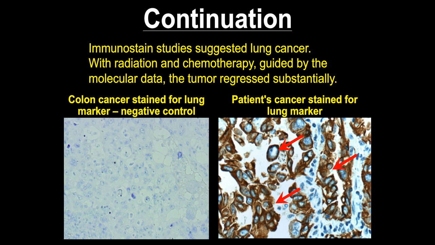That is to say, on the left side is the patient's colon cancer, which was stained with the antibody that detects lung antigens, and you notice that it's negative. On the other side, you see the patient's cancer with the same antibody at the same concentration, and you see that it's positive, thereby telling you that this patient's tumor that was diagnosed in the lymph node most likely comes from the lung.